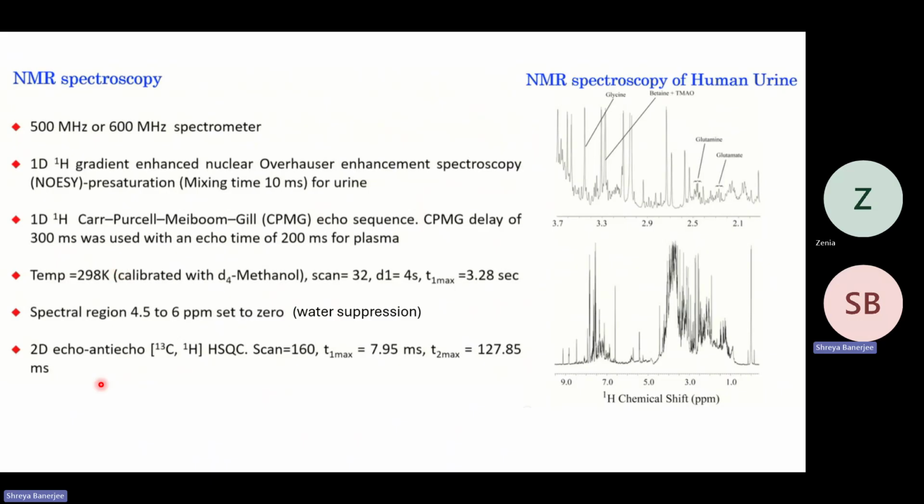For NMR spectroscopy, the basic things that are needed are a 500 or 600 megahertz spectrometer, and a 1D 1H gradient enhanced NOESY pre-saturation with a mixing time of 10 milliseconds, suppose we are analyzing urine here, which is an in vitro sample, to look at the metabolites in urine. And these are other pulse sequences. We don't need to go too much into that. These are the settings of the NMR spectrometer basically. We don't need to go into details of that.